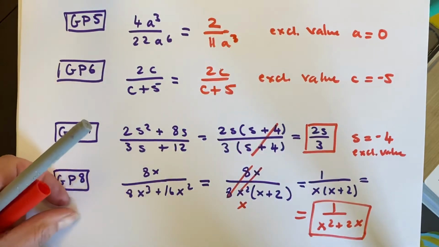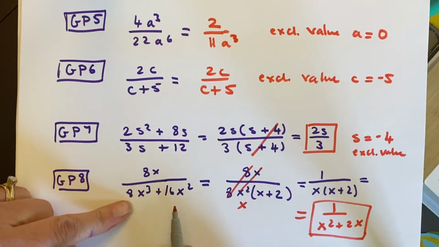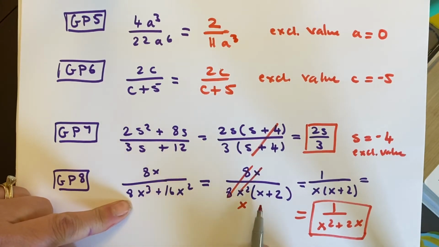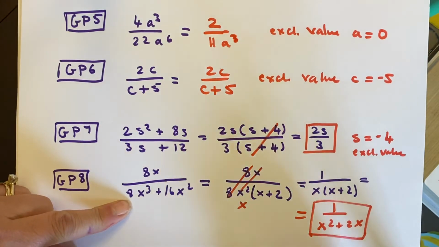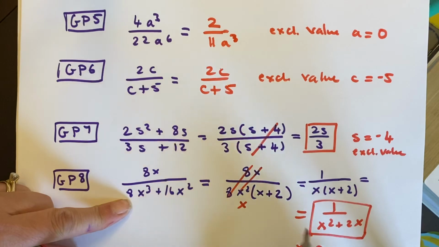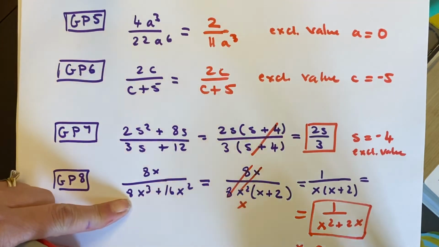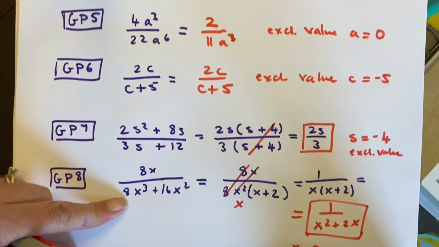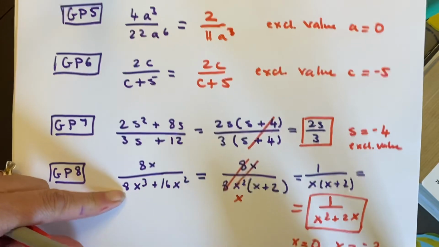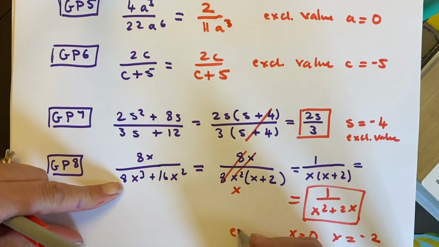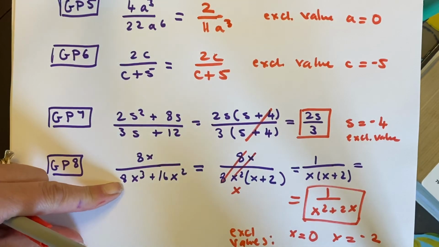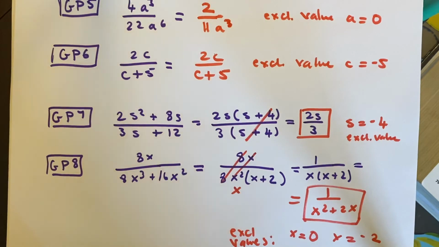And your excluded value is going to be, let's look here because it's probably easier to see once it's been factored. There's more than 1 actually, because I can see that if x is 0, it's gonna make a denominator of 0, and if x is -2, that's also gonna happen. So my excluded values are going to be x equals 0 and x equals -2.